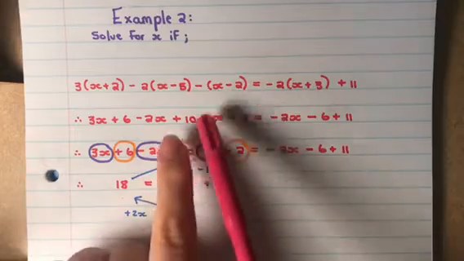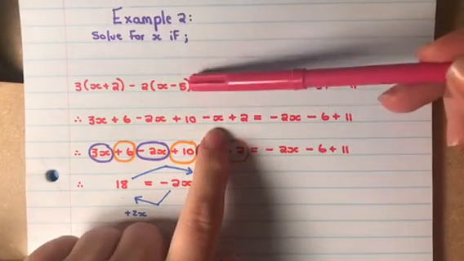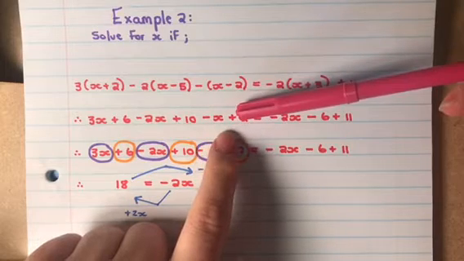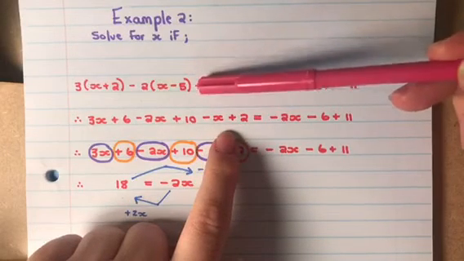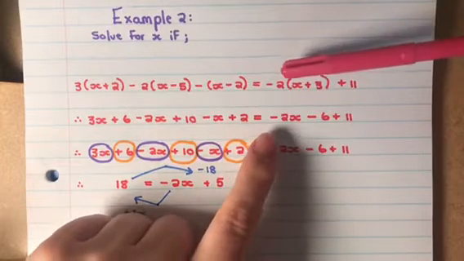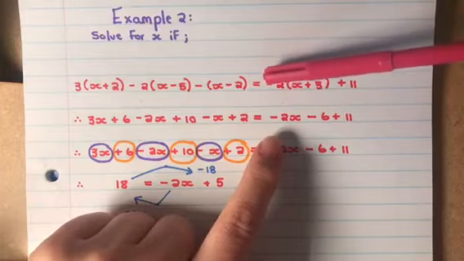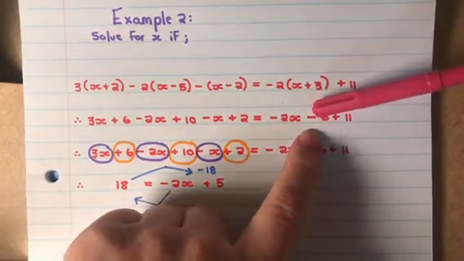Okay. Minus times x is minus x. Minus times a minus is a plus. If there's nothing there, there's a 1. 1 times 2 is 2. Equal to negative 2 times x is negative 2x. Minus times a plus is a minus.